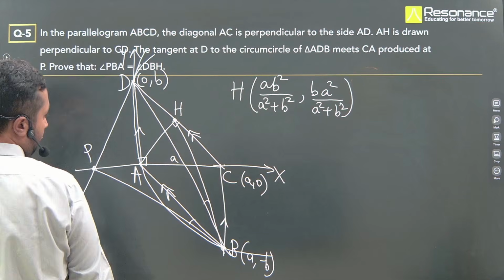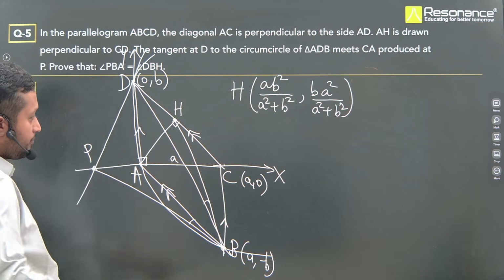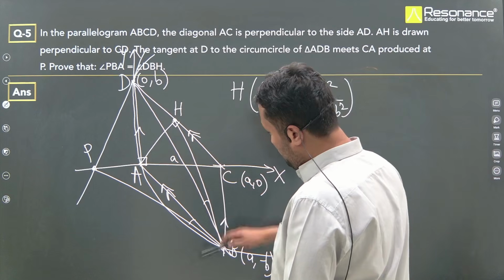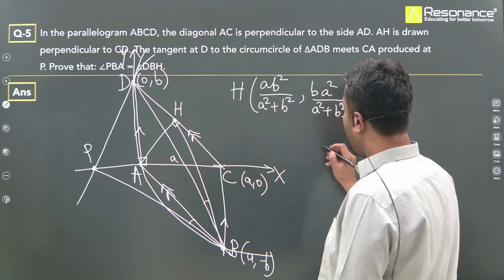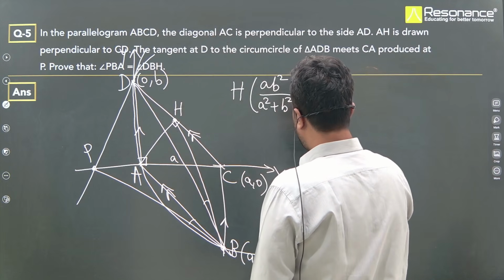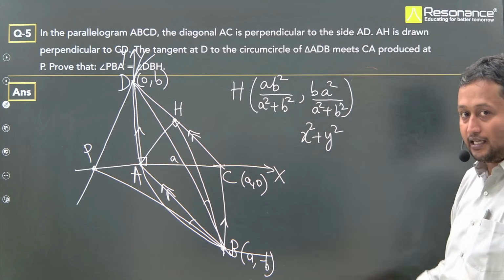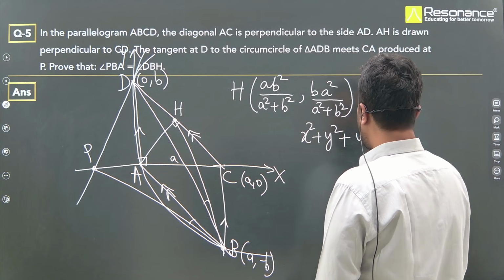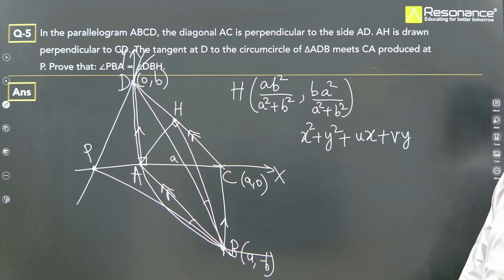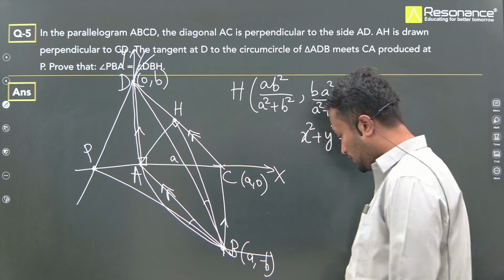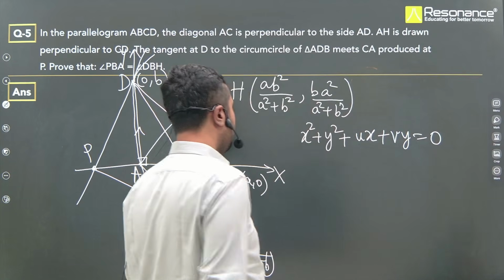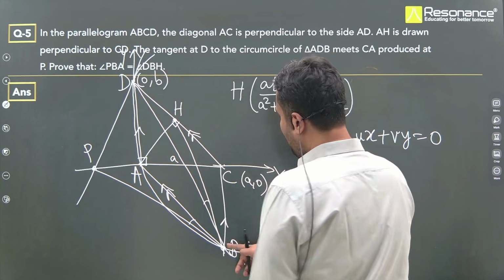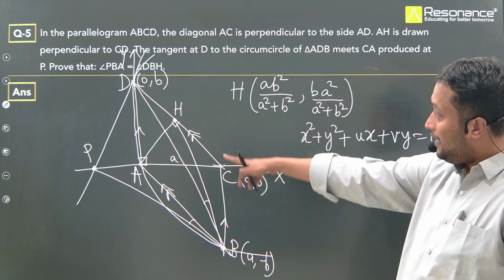Next, what do we need? P is something we need to figure out, right? Let's do that. So how do we do that? So first we can figure out the circumcircle of that. The equation of the circle looks like this: x square plus y square plus some linear term in x, some linear term in y, plus a constant is equal to 0. But that constant has to be 0 because the circle passes through the origin. And then the other points that it passes through are B and D.